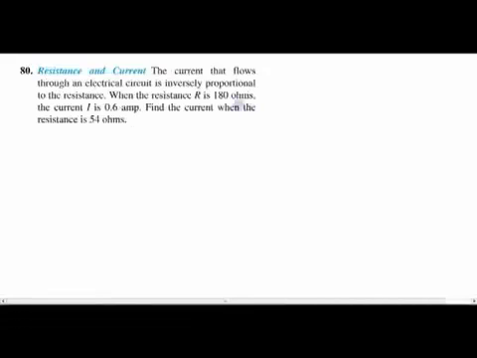This problem has already assigned variables to the different things that we're comparing here. We have resistance R and current I. So let's read through this again. The current I that flows through an electrical circuit is inversely proportional to the resistance. So that would be K over the resistance R. Now this is our model. Let's go ahead and put in the numbers they have for us here to find our constant of proportionality K.